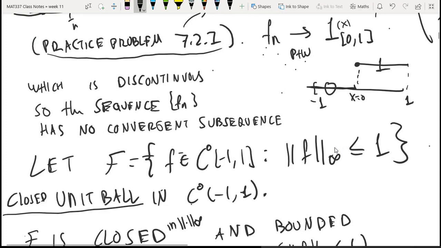Does compactness of F always imply there exists a unit? Yes, exactly. So that's what we're proving. We are proving exactly that, compactness in the supernorm. You got it, exactly.